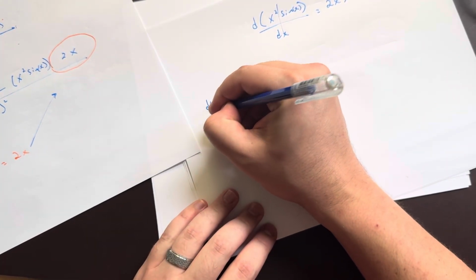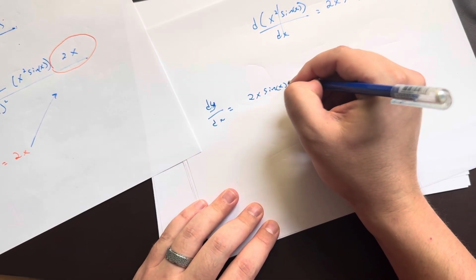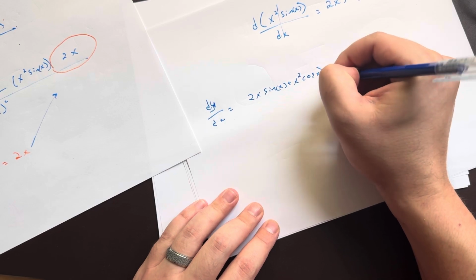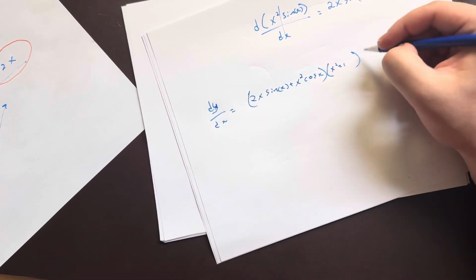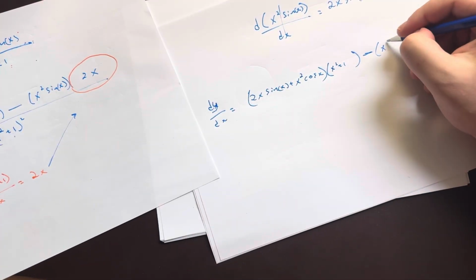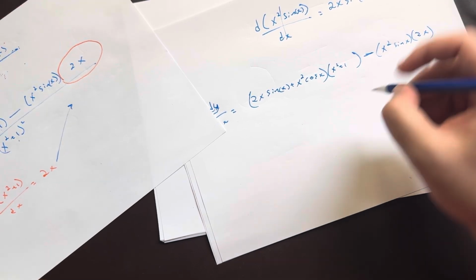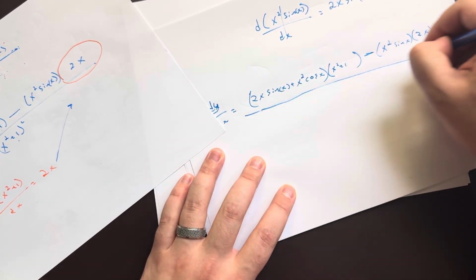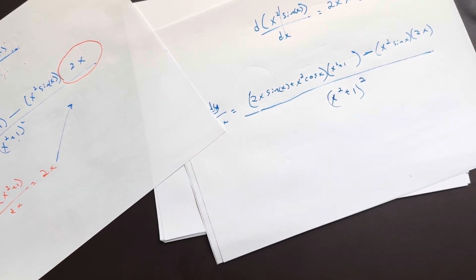dy dx equals that monstrosity, 2x sine x plus x squared cosine x. Wrap that all in parentheses. What's my denominator? X squared plus 1. Minus, parentheses. Slap my numerator in there. X squared sine x. And then the derivative of my denominator, 2x. All over my denominator squared, x squared plus 1 squared. All right.